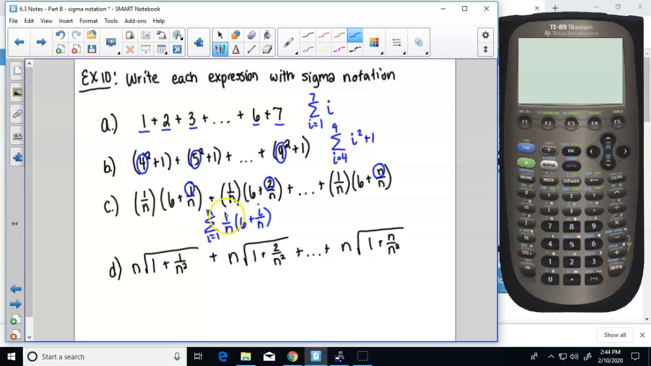Okay. Also, it would be perfectly fine if you took this 1 over N and pulled it out front. So 1 over N times the sum of 1 to N of 6 plus I over N. That would be fine also. You cannot pull this N out because it's added to that 6. It has to be a coefficient that's multiplied, but you could pull the 1 over N out.